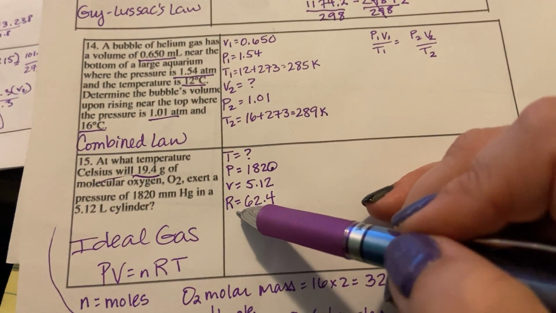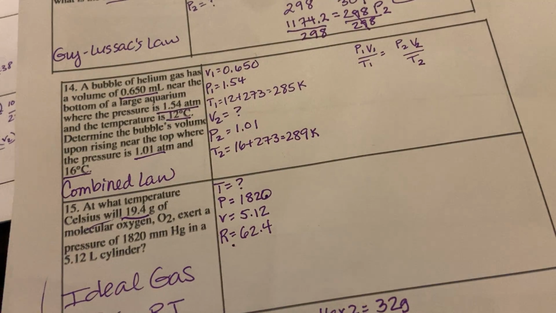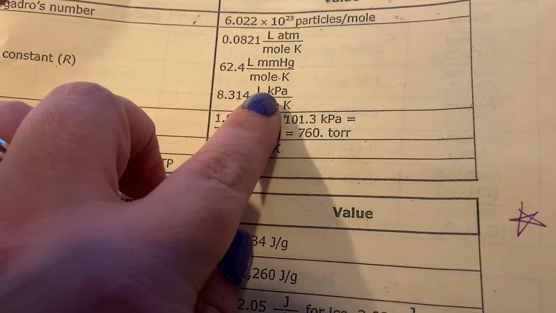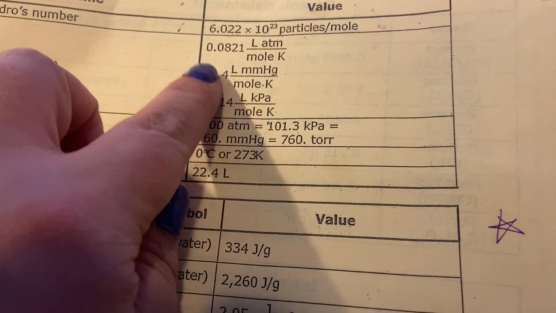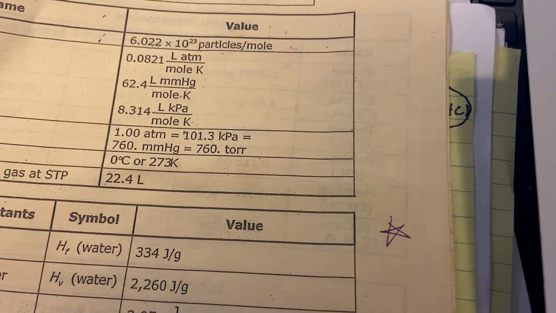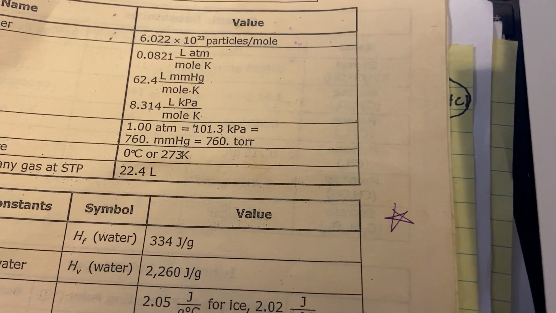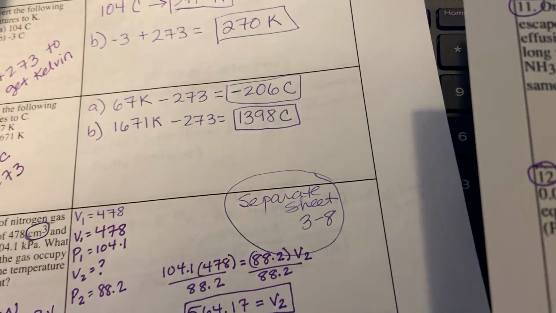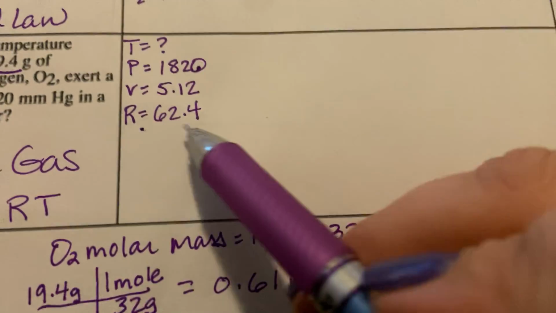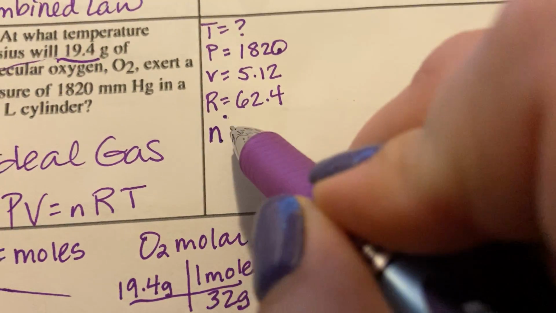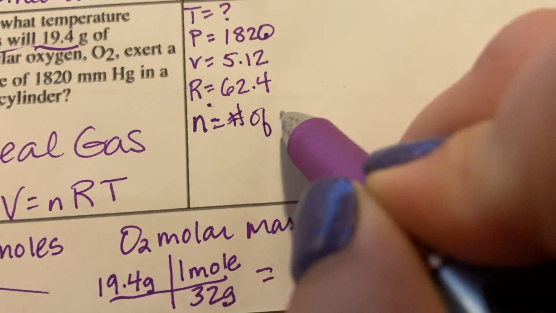And where did I get this R from? So when you look on your reference tables, you'll see a gas constant R. Depending on what the pressure is measured in, that's how you choose which one of these numbers to use. Since our pressure was measured in mmHg, what am I using? That's right, mmHg are there, so I'm using 62.4. Okay, so that's where the R came from. Now, I don't know what n is. n equals number of moles.